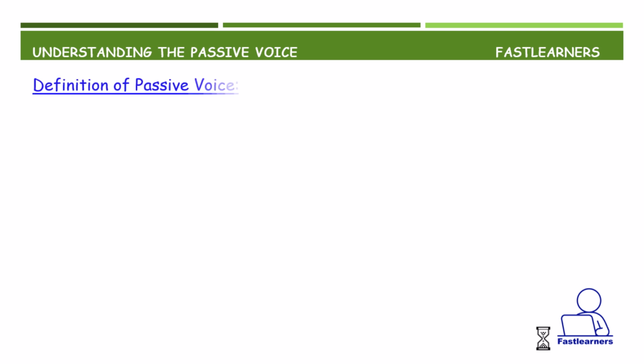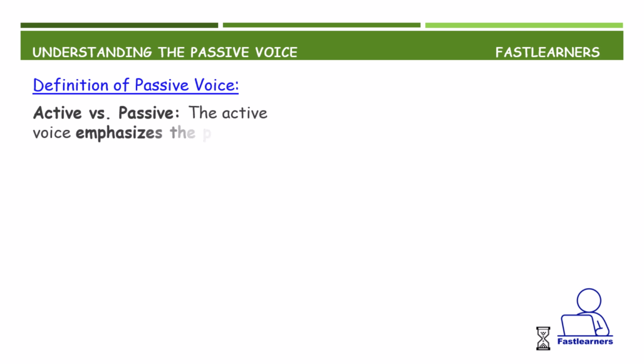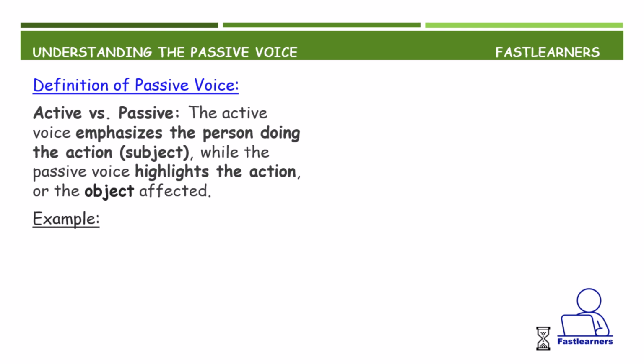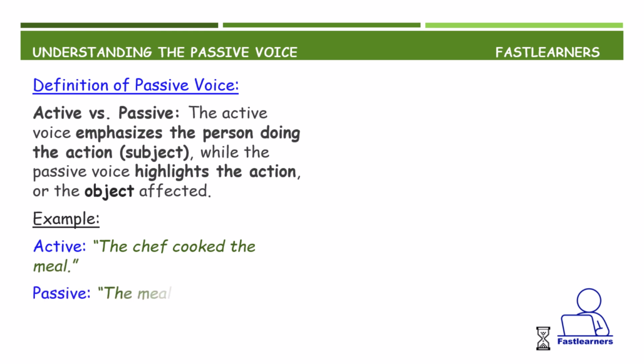Definition of passive voice. Active versus passive. The active voice emphasizes the person doing the action, the subject, while the passive voice highlights the action or the object affected. Example. Active: The chef cooked the meal. Passive: The meal was cooked by the chef.